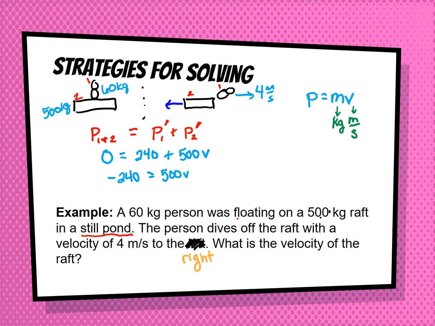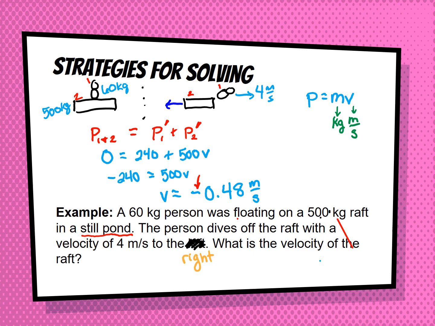So then we subtract 240 on both sides. And then we divide by 500 on both sides. So the velocity should be negative 0.48 meters per second. Does that match with our prediction? So we notice, hopefully, that it's negative, which means the raft is moving to the left, which is what we predicted.